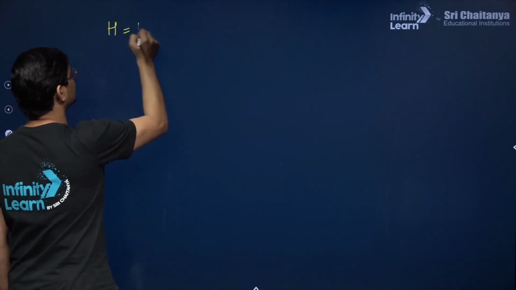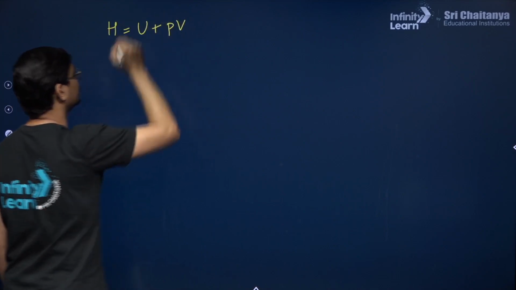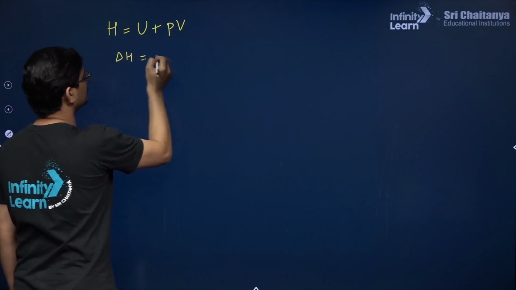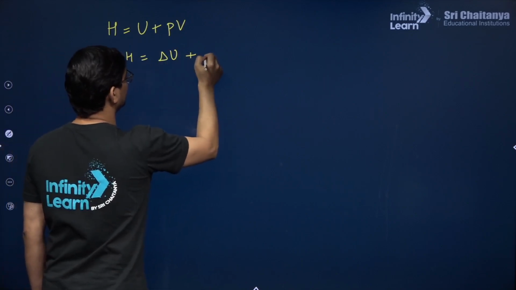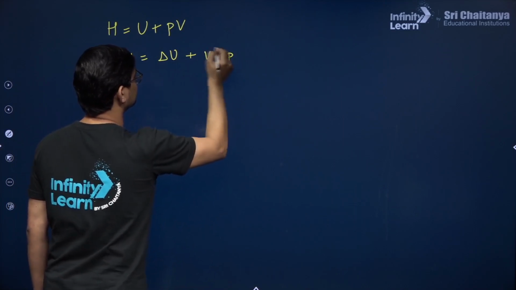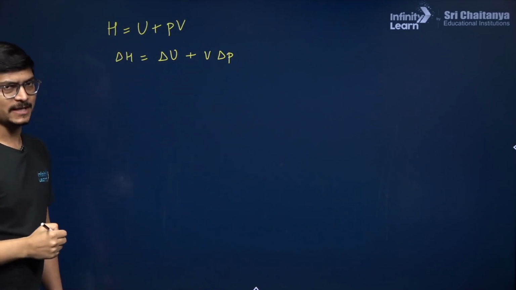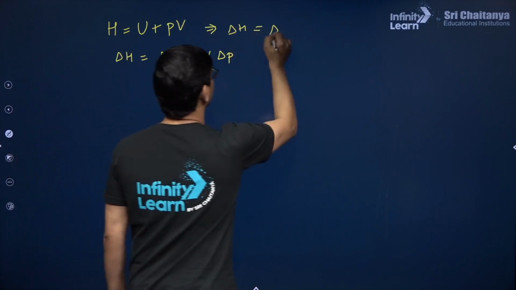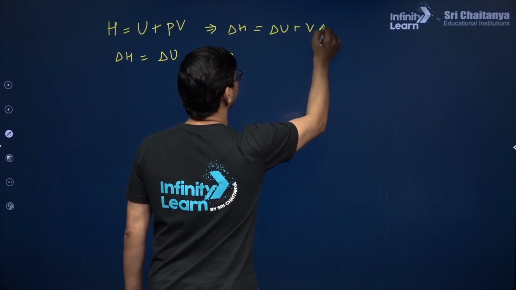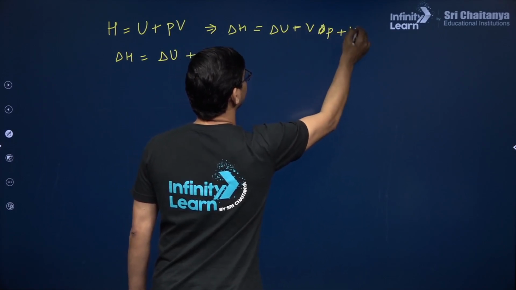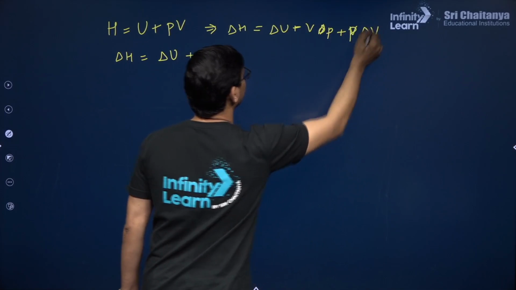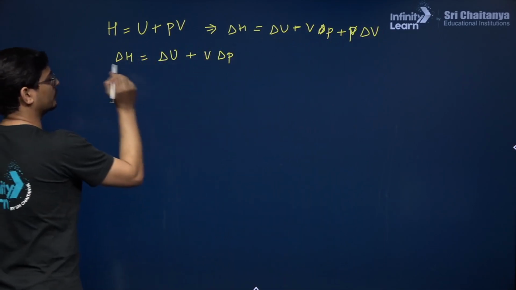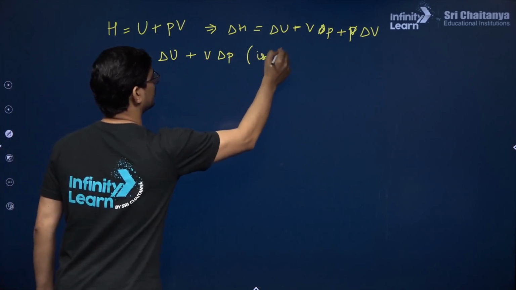Do you guys remember, this is the expression H is equal to U plus PV, right? Now from this we can derive many expressions. For example, delta H is delta U plus V delta P if the process is isochoric, right? Because actually you can write delta H is equal to delta U plus V delta P plus P delta V. So if the process is isochoric, delta V will be 0, so it will be V delta P for an isochoric process. Am I correct or not, right?